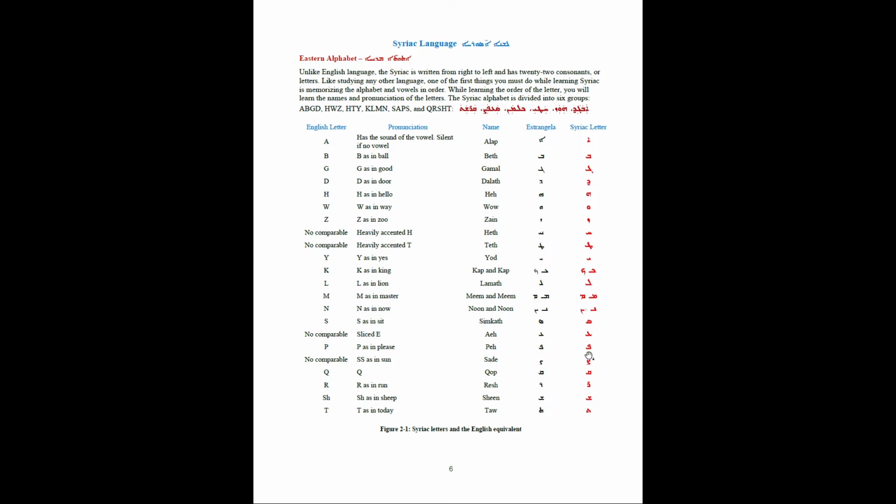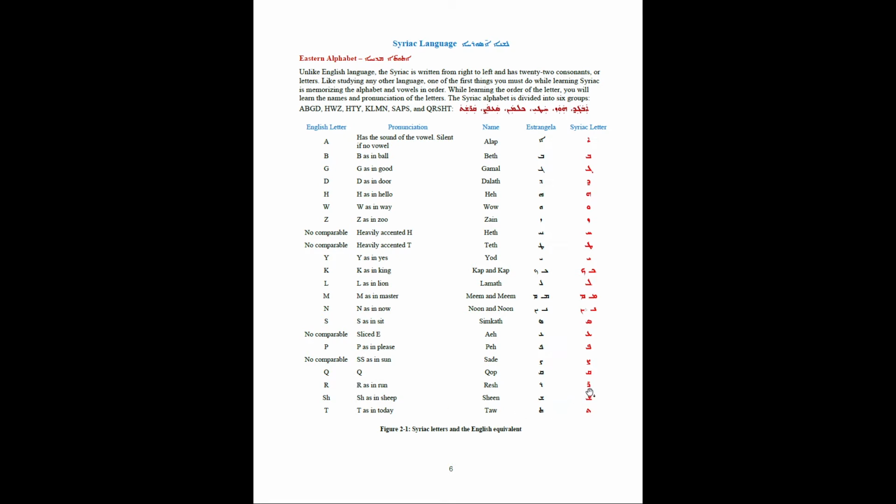Next one is pe, P. Sade. I don't have anything like it in English, but the sound is ss as in sun. S. Qop, Q. And usually I put Q here. Honestly, it's not quite exactly the same sound as Q, but it's close to that one. I don't know if you can say it, but this one is a Q. Again, that's what we're going to represent when we write any word in Surah using the English letters.